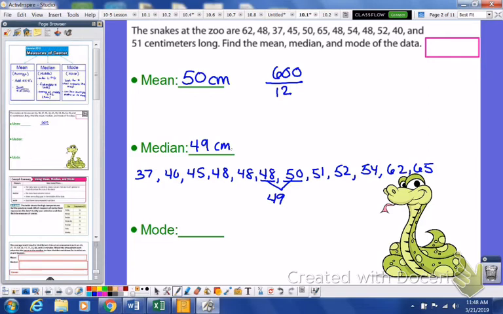And then your mode, well, now that they're in order, it's really easy to see which numbers are repeating. 48 is the only number that repeats. So our mode would be 48 centimeters. Okay, so there's a quick example of finding all 3 measures of center.